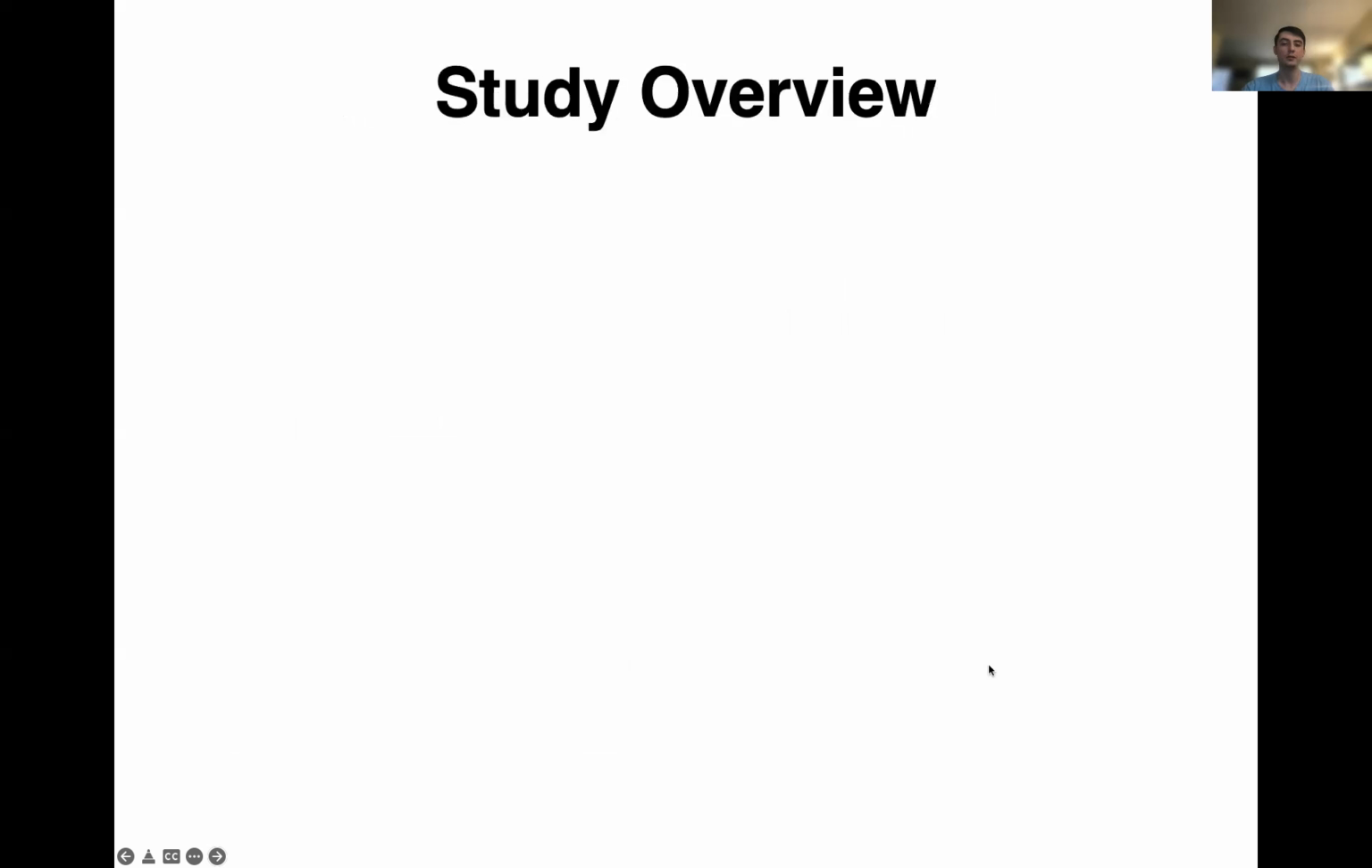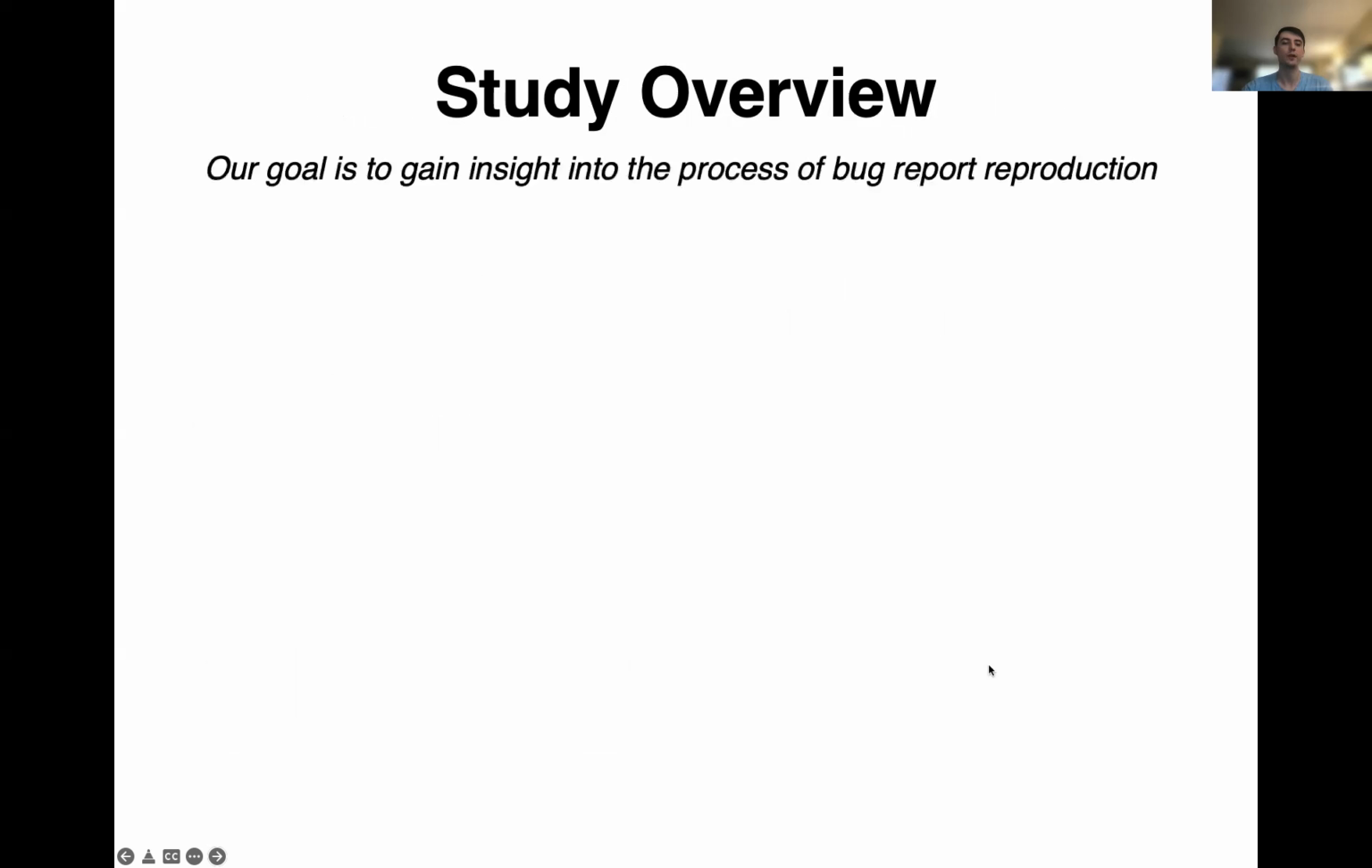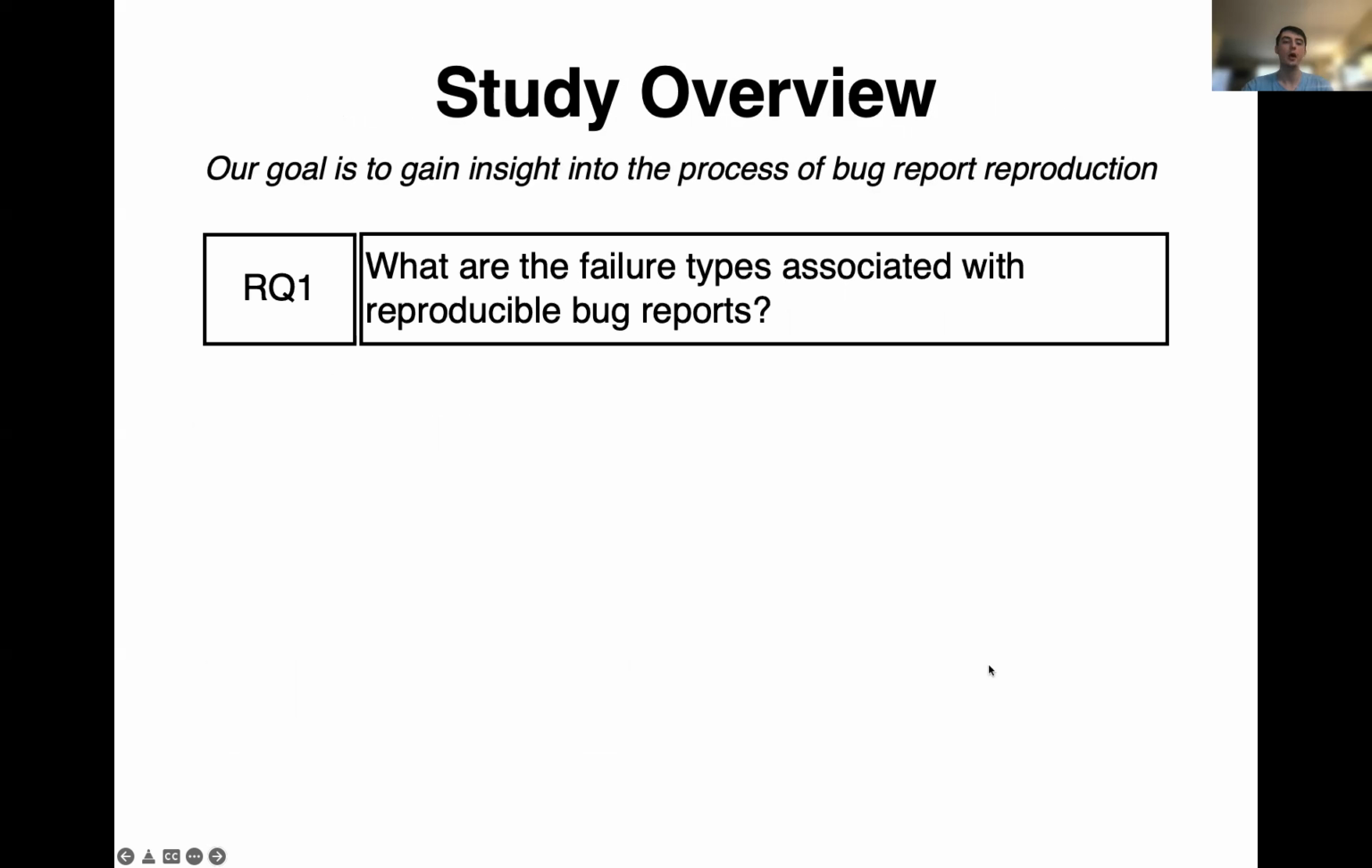This study produces a set of 180 manually mined and reproduced bug reports for Android apps, and our goal is to gain insight into the process of bug report reproduction. To this end, we have 5 research questions. RQ1 asks what the failure types associated with reproducible bug reports are, things like crashes, output errors, or cosmetic failures.